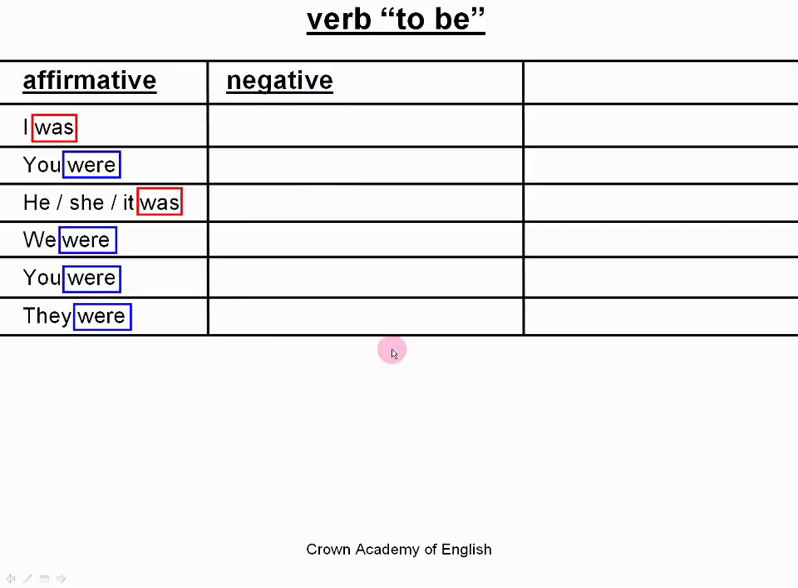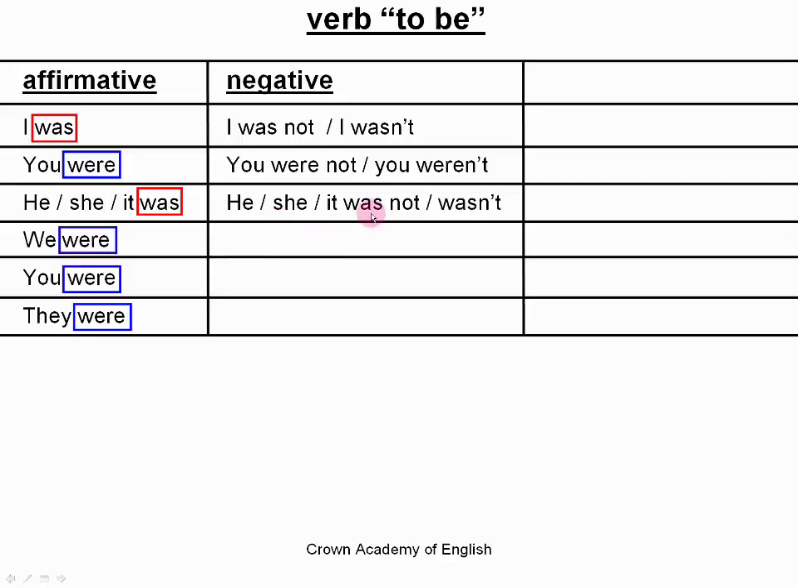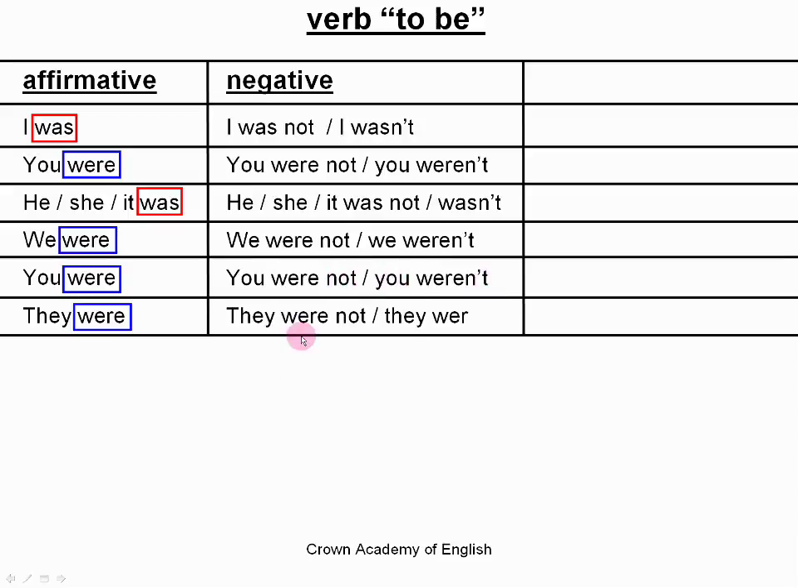And the negative, I was not, or this is the contracted form, I wasn't. You were not, you weren't. He, she, it was not, or wasn't. We were not, we weren't. You were not, you weren't. They were not, they weren't. And the same. Here these two take the form was, and the others were.